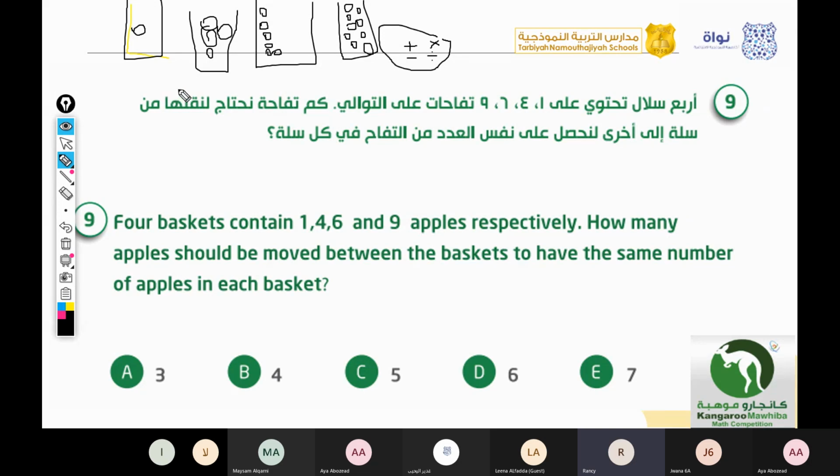Because we have 4, and in each one there is a number. So we will take from the 9. We will take from the 9 4. You are true. Okay. Yeah, you are true, but you cannot explain. So can I explain? Okay, I will explain for you.